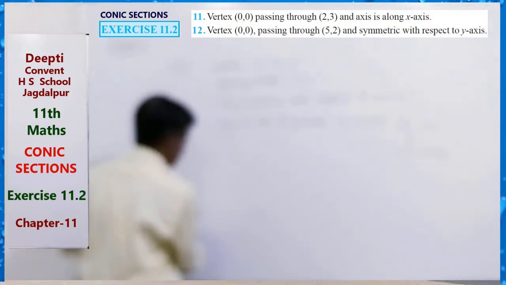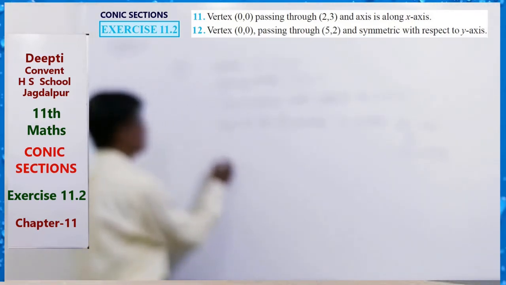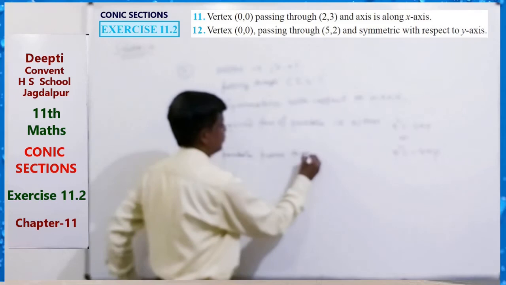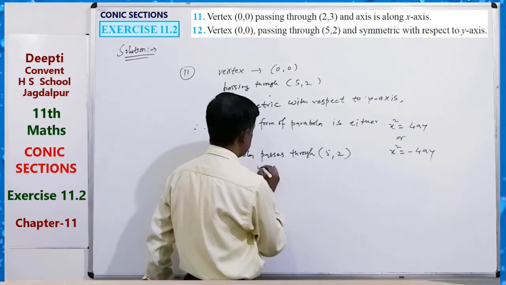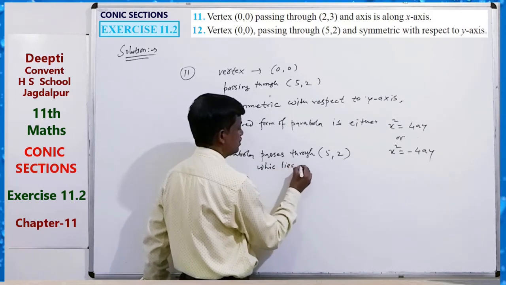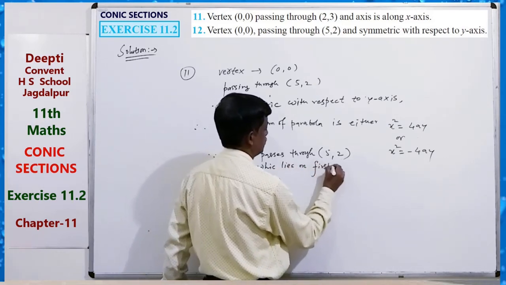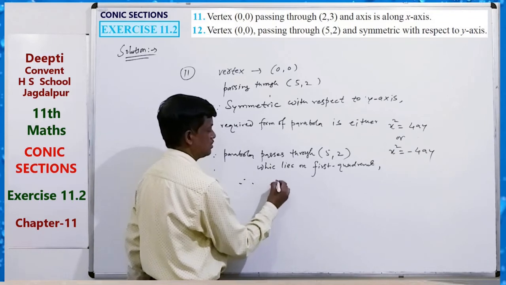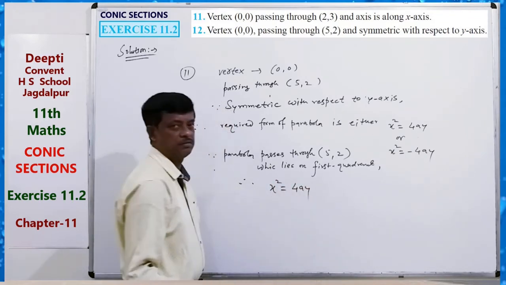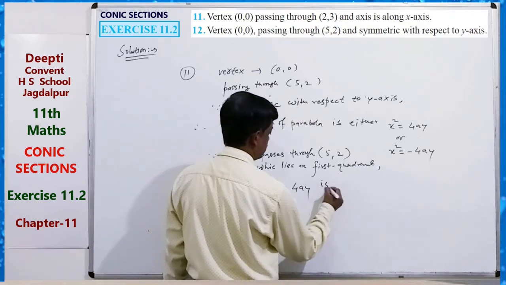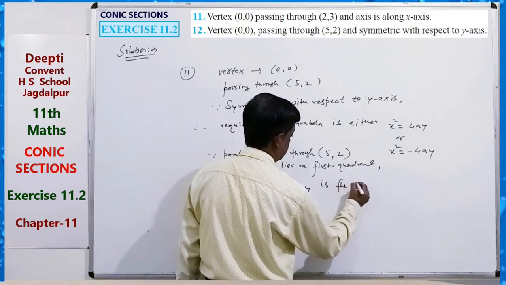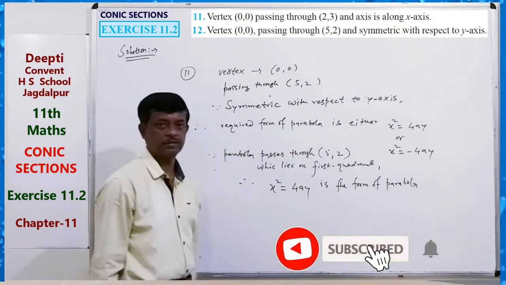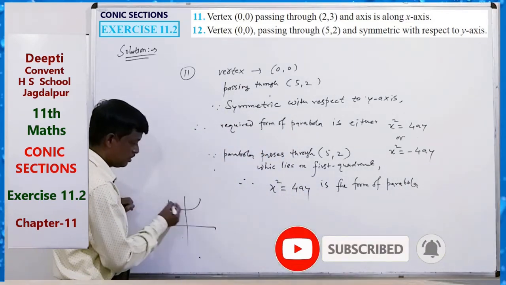Okay? Since the parabola passes through (5, 2), which lies in the first quadrant, therefore x square equals 4ay is the form of the parabola. Upward, this parabola.